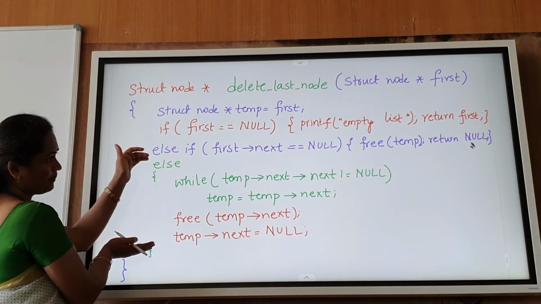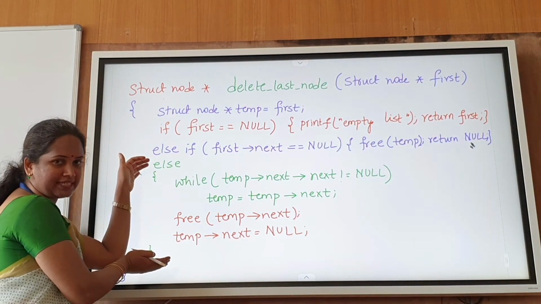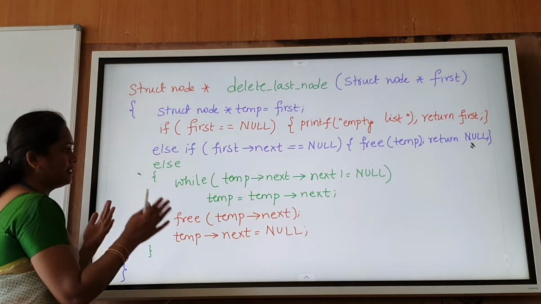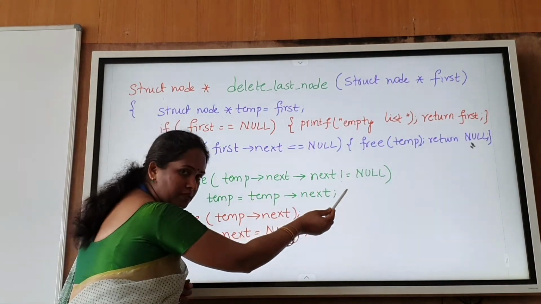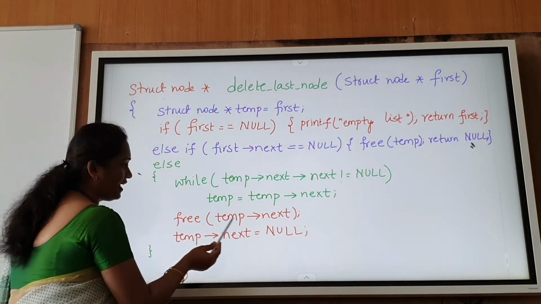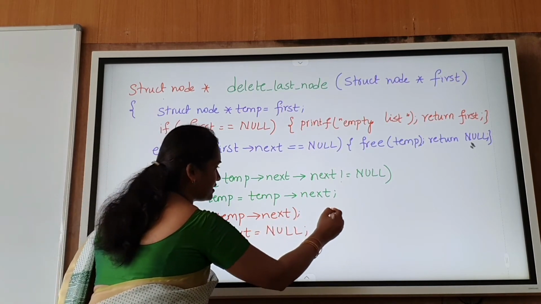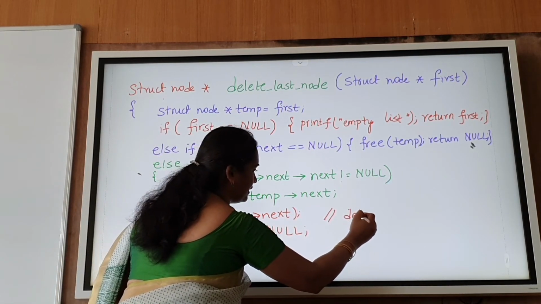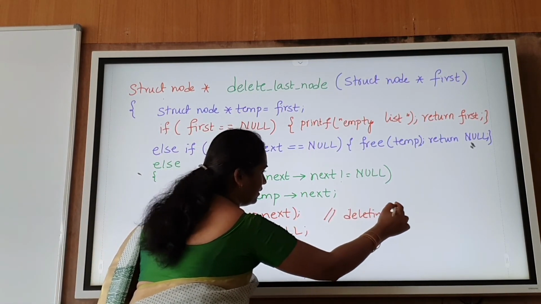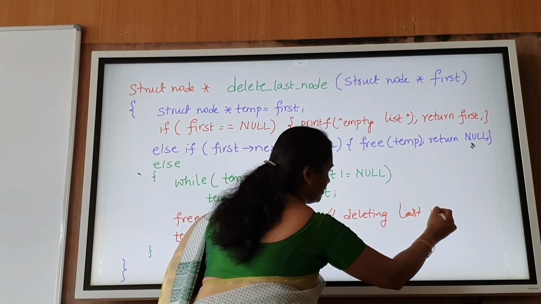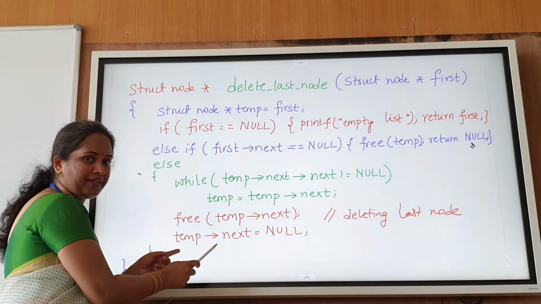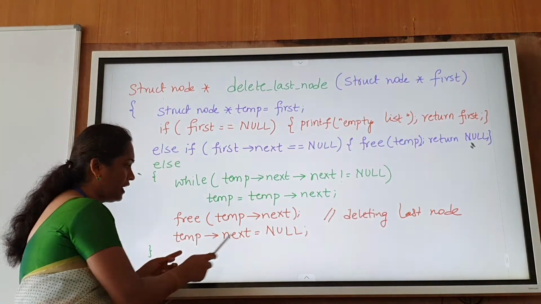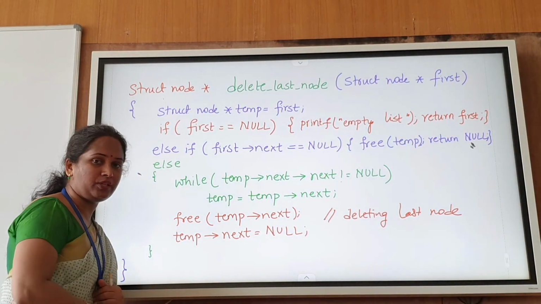and this is the else clause which handles more number of nodes existing, more than one node existing. It's the same logic. As I said, I have temp moving, stopping at the last but one node, freeing the last node. This is deleting the last node, right? And this is setting the next field of the last but one node as null, so that it becomes the new last node, right?